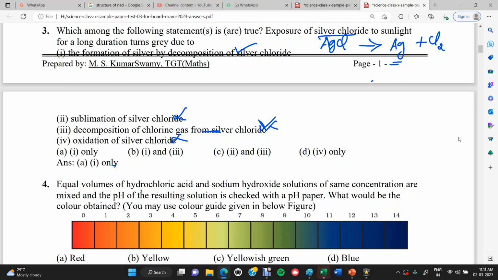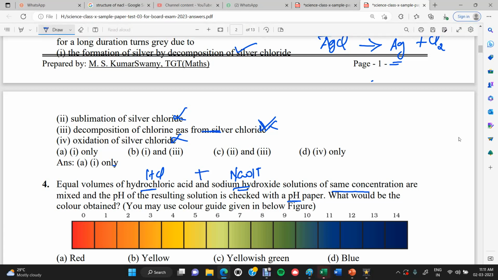Equal volumes of hydrochloric acid and sodium hydroxide. So what is the formula for hydrochloric acid? HCl. Sodium hydroxide? NaOH. Solutions of same concentrations are mixed, and the pH of the resulting solution is checked with the pH paper. So listen here, equal concentrations, that is most important. Same concentrations, right? So the number of ions in the acid is equal to the number of ions in the base, right?